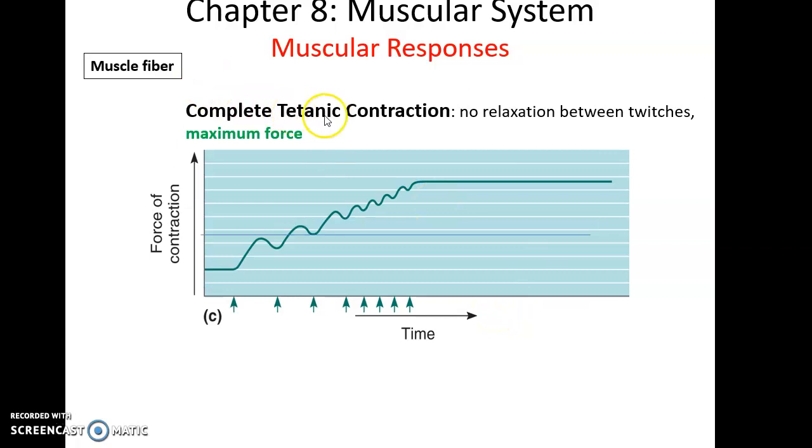Then you have complete tetanic contractions. Complete tetanic contraction is when you zap the muscle so fast that it has no time to relax and reaches the maximum force possible, the maximum amount of force that that muscle could possibly generate. So again, you zap it, you get your contraction, you zap again and again, you zap faster, faster, faster, and then eventually you get complete tetanic contraction. The entire muscle, all of its muscle cells contracting in unison, generating the most force possible.